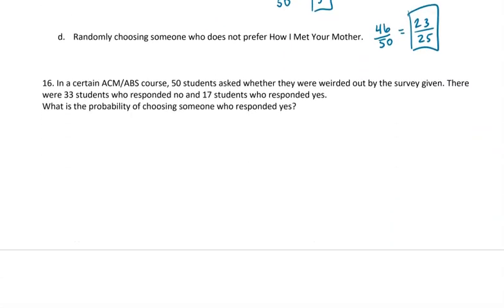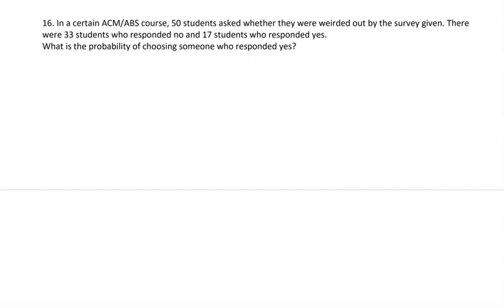Last one. In a certain ACM ABS course, 50 students were asked whether they were weirded out by the survey we gave them. There were 33 students who responded no and 17 who responded yes. What's the probability of choosing someone who responded yes? Again, this one's nice and easy. We know it's out of 50 still because that's the total number of students. If we want the people who responded yes, we see that there was 33 of them. Doesn't reduce, so 33 out of 50 is our answer.